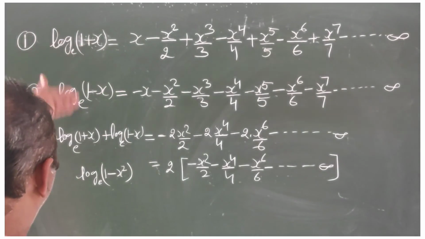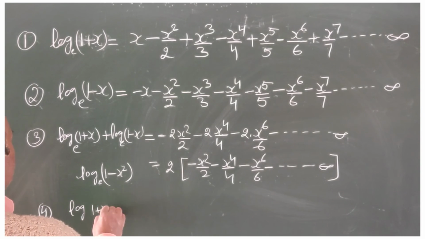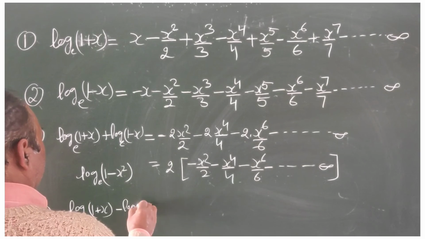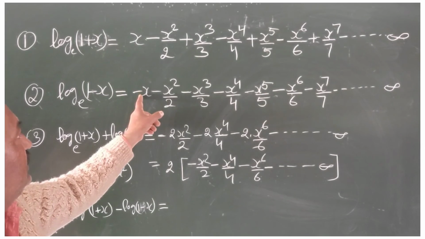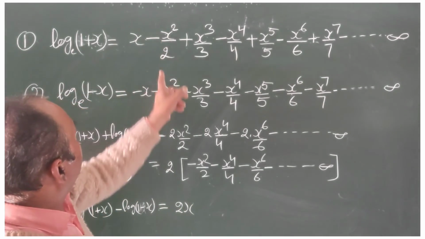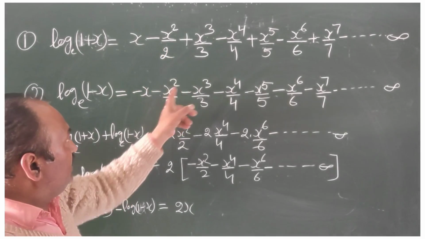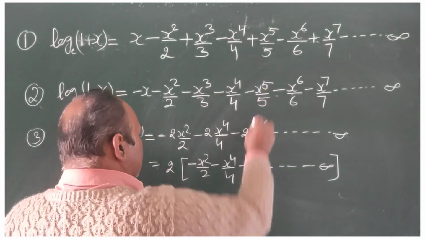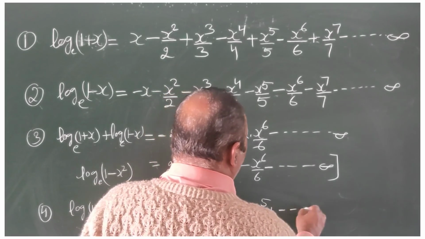And if we subtract these two formulas, we will get log of 1 plus x minus log of 1 minus x. After subtracting the second from the first, taking the negative sign with it, we get 2x. The even terms will cancel. It becomes positive after the negative sign, and it becomes plus 2 into x cube upon 3. The even terms cancel and it becomes plus 2 into x raised to power 5 upon 5 plus and so on up to infinity.